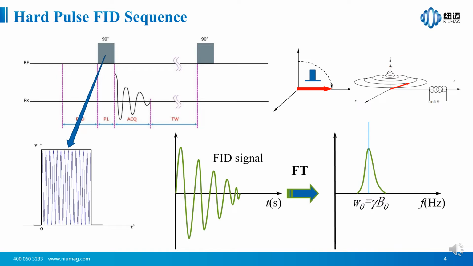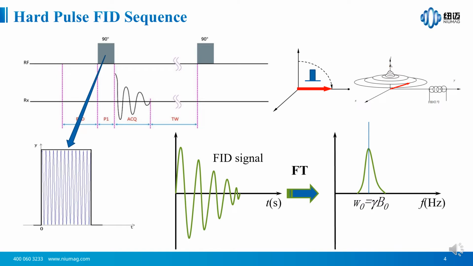This signal, if you don't do anything with it, is an oscillating and decaying signal. The frequency of the oscillation is equal to the Larmor frequency. The decay is exponential. We call it the FID signal, the free induction decay.